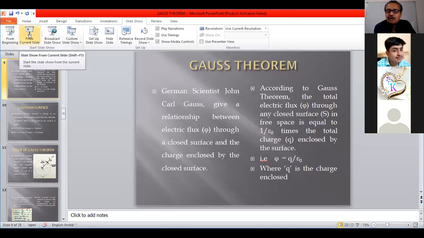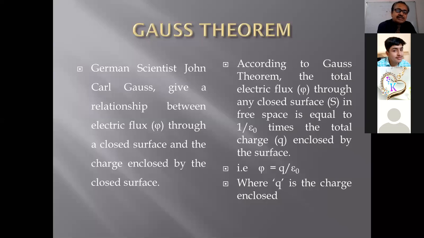Gauss theorem was given, as I told you, by a German scientist, Carl Gauss, who gave the relationship between electric flux through a closed surface. That means we have to consider the surface as a closed one. That is what I was telling you. If you take a point, it will make a sphere. If you take a linear charge, it will make a cylinder. So he gave the relation between electric flux through a closed surface and the charge enclosed by the closed surface.